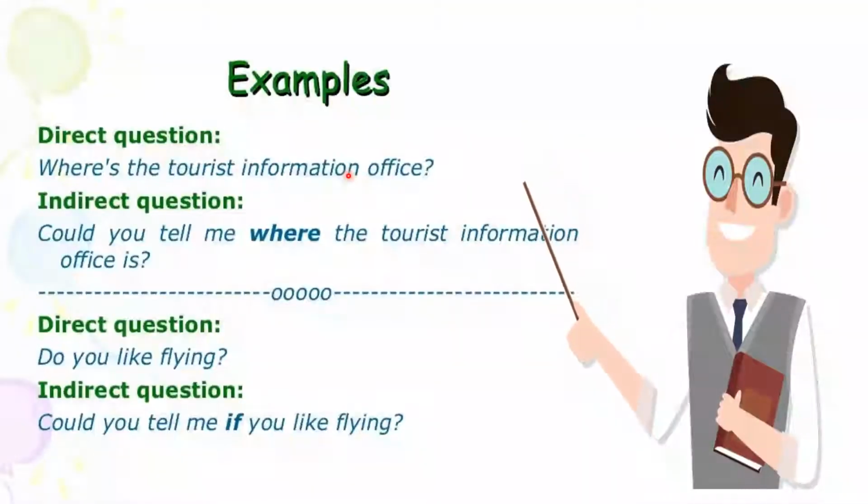Okay, look now at the examples that you can see here, the direct question and indirect question. Where is the tourist information office? When you ask that, it is a direct question. The polite one will be, could you tell me where the tourist information office is? Where the tourist information office is, in positive statement form, is the indirect question.